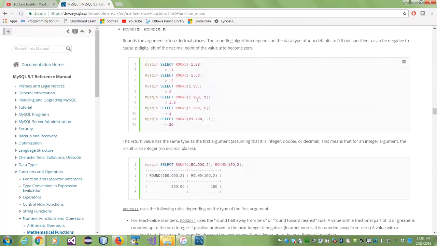Now when you add another argument to it, notice I've said comma 1. It will become 1 place after decimal. So 1.298 becomes a 1.3. 0 places after decimal, no places after decimal. And the minus 1 also works. D can be negative to cause D digits left of the decimal point of the value X to become 0. So there's a little bit more math into it. I'll have to read what it means, but they're doing some mathematical work here. I'll have to read off how the negative numbers are working, but there's a negative argument also that you can do.